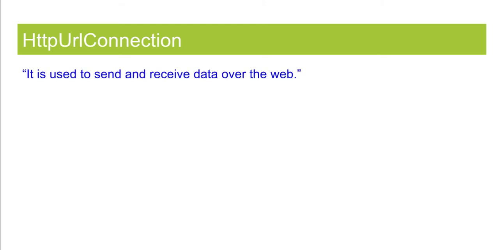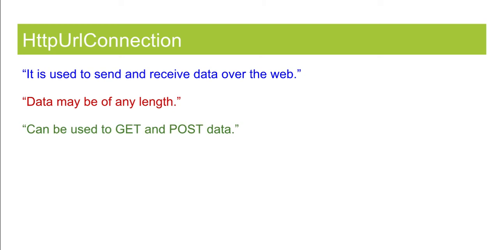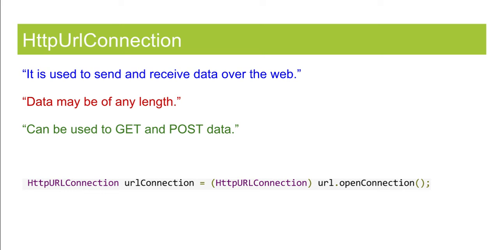HTTP URL connection. The simple class which is used to send and receive data over web. The data may be of any length and it can be used to get and post data. So we get connection, HTTP URL connection, using open connection method on URL object.